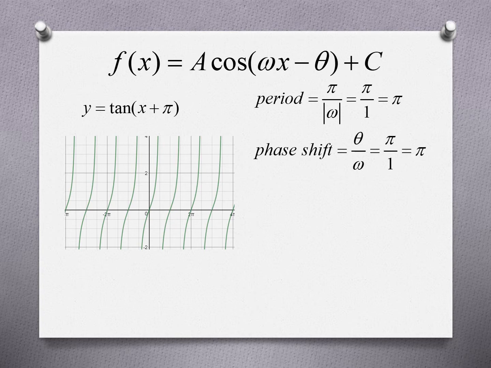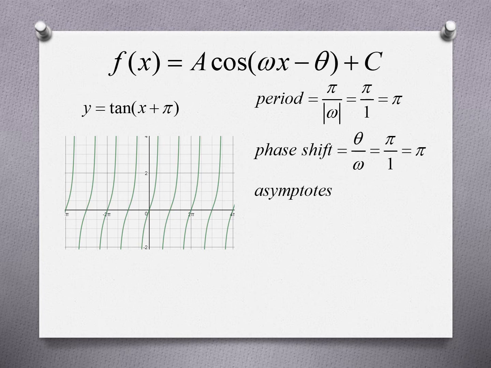And then the phase shift is pi. Notice how we're given a theta of pi and an omega of 1. We substitute, we discover, oh, this thing is shifting pi units. How do we know it's shifting? Where is it shifting? It's shifting left, pi units. And so we should expect that to happen in our phase shift.